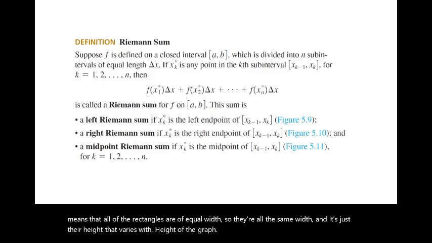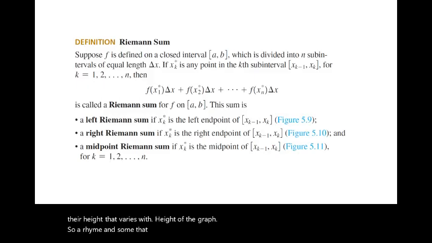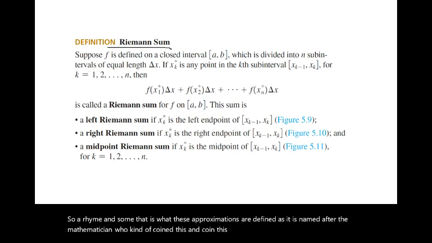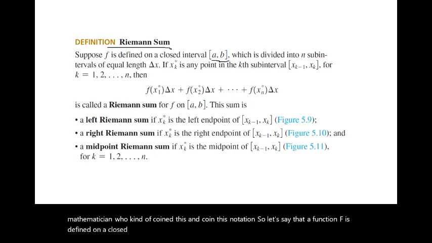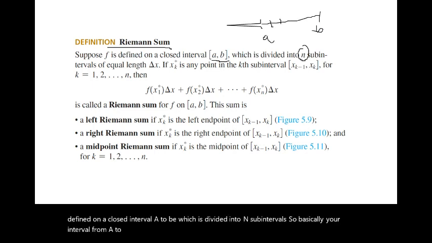So a Riemann sum, that is what these approximations are defined as. It is named after the mathematician who kind of coined this notation. So let's say that a function f is defined on a closed interval a to b, which is divided into n subintervals. So basically, your interval from a to b is broken up into a whole bunch of pieces, and each of these pieces of your larger interval are called subintervals.